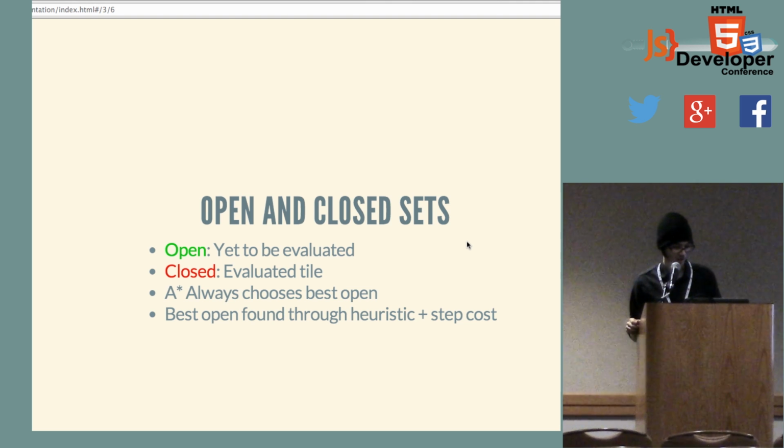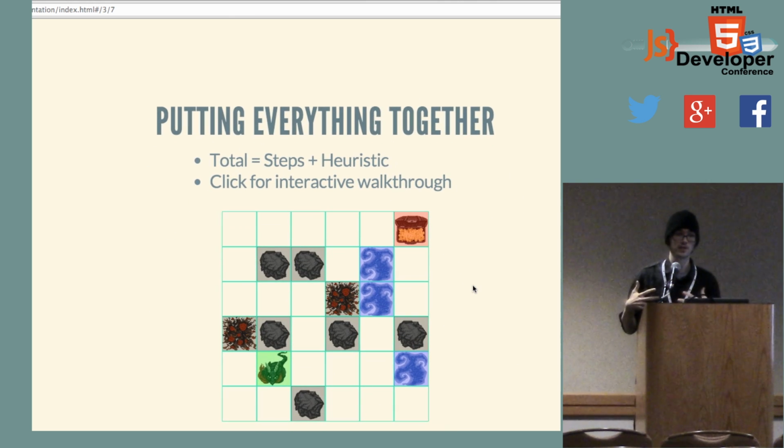And we'll look here at a live walkthrough of putting everything together, of what it looks like when you take the open set, the closed set, the step cost, and the heuristic. Putting all those together, we get A*. So it starts out by adding the first tile, and adds it to the closed set since we're evaluating the steps around it.